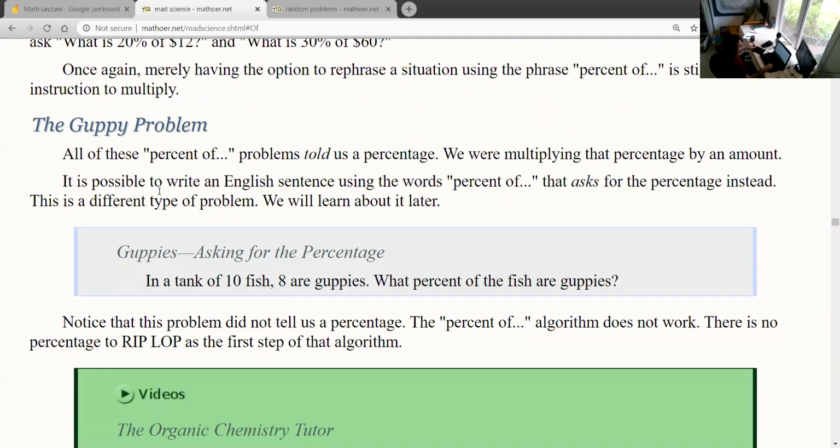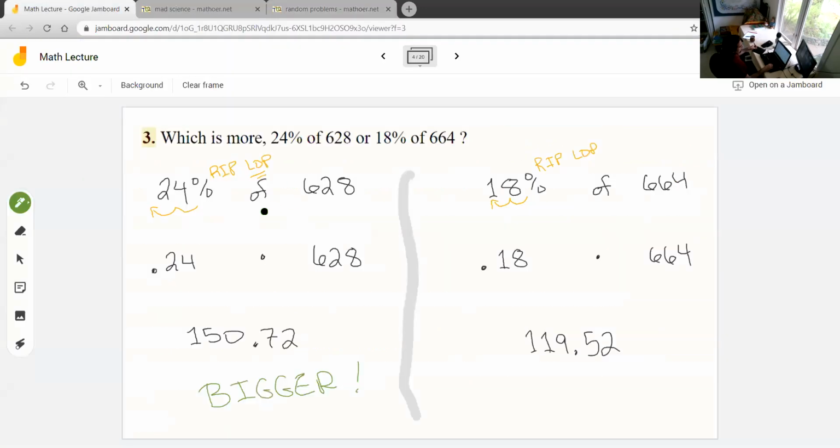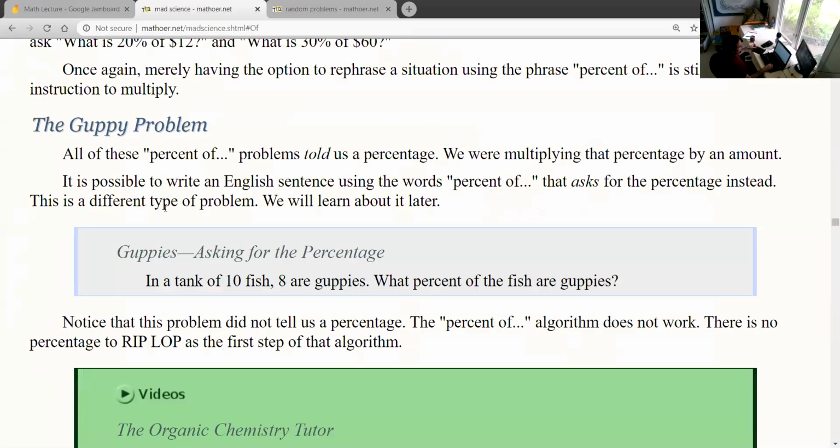And another warning: all of these percent-of problems tell us the percent. Here is the percent, here is the percent. We're starting with Riplop because we have a percent. You can write an English sentence that has "of" and there's no percent. It's asking you for the percent, but that's not what we're doing here. So those were the two warnings.